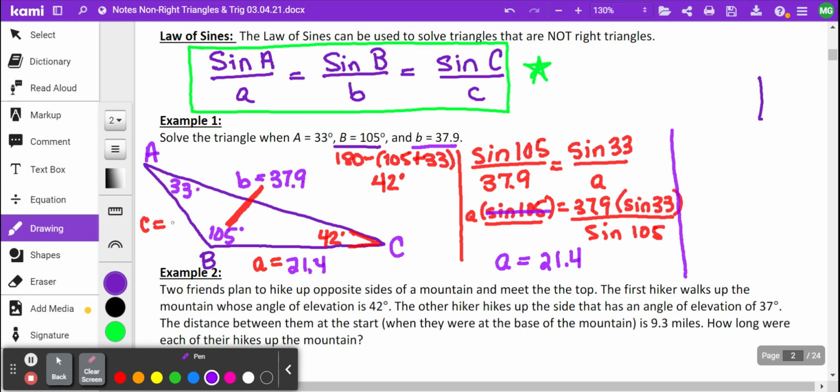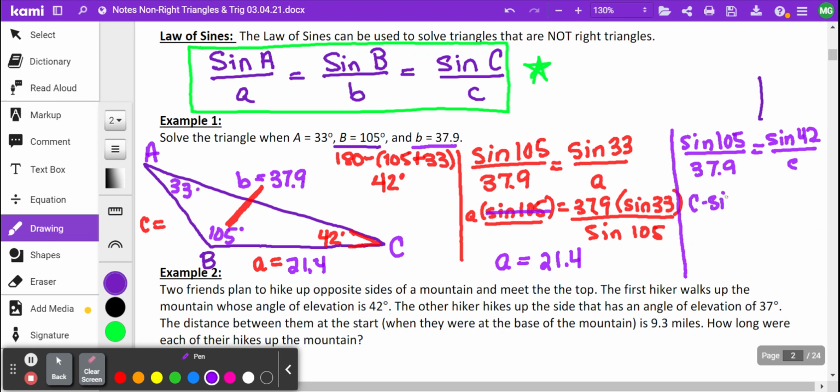And as I always think is a good practice, do not use the answer you just got. Go back to what you already were given. So we were given side B and angle B. So I would go right back to that, and it kind of starts off the same way. Sine of 105 is to 37.9 as, and now we're going to use angle C. So the sine of 42 is to C. Once again, you're going to cross multiply and then divide by the sine of 105.